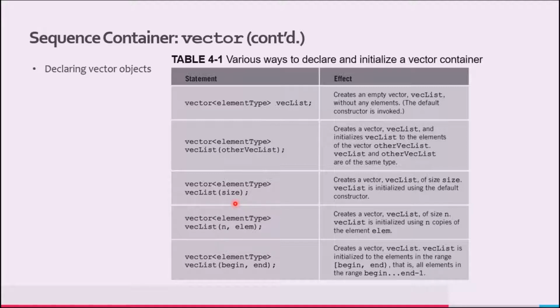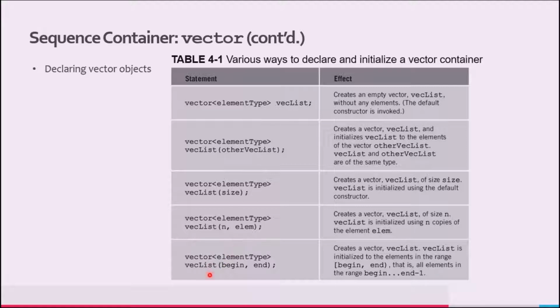So it creates a vector, vecList, of the given size. vecList is initialized using the default constructor. The next statement is vector<elementType> vecList(n, elem). It creates a vector, vecList, of size n. vecList is initialized using n copies of the element elem.